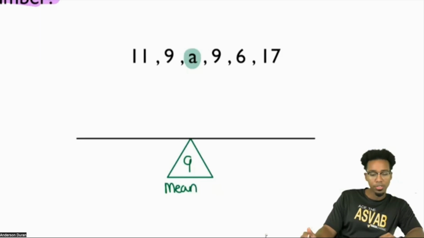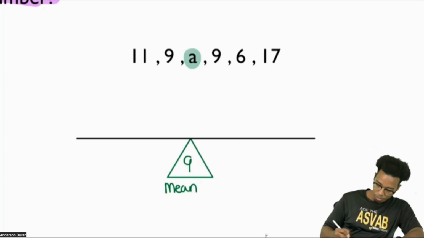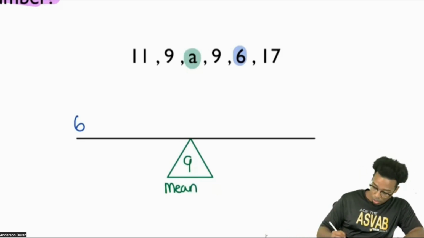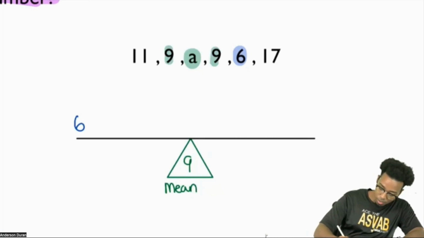So let's try this out here. Which of these numbers should we write to the left of the 9? Right, that'll just be the 6. That'll just be the 6, everybody. The 6 is the only number that is below 9. Then we also have this 9 over here. We have that 9 over there. Those are the mean. Those are already balanced.